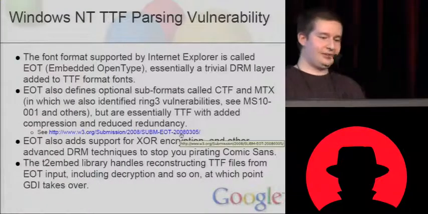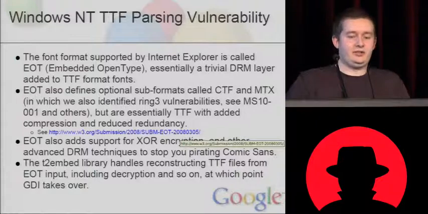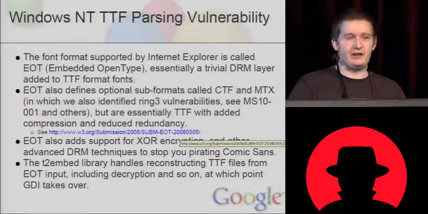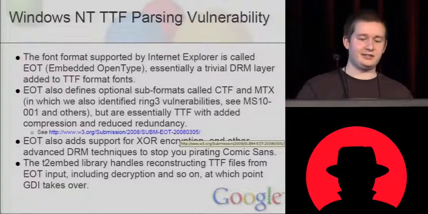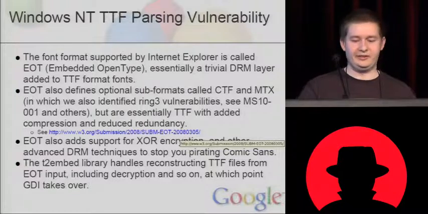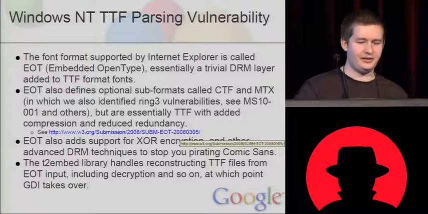So the way this worked was that the font format supported by Internet Explorer is called EOT, which is Embedded OpenType. It's essentially just a trivial DRM layer added on top of TTF format fonts. It defines some interesting data compression subformats called CTF and MTX. We actually also pwned these as well with some Ring 3 vulnerabilities. You can see MS10-001, but there's a couple of others. I don't remember the numbers.